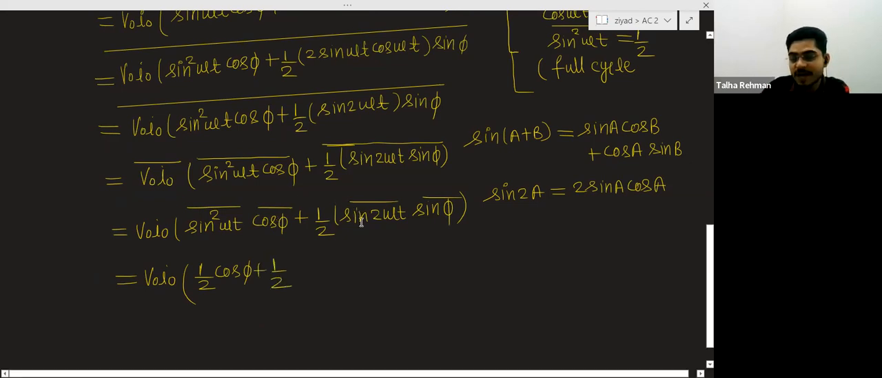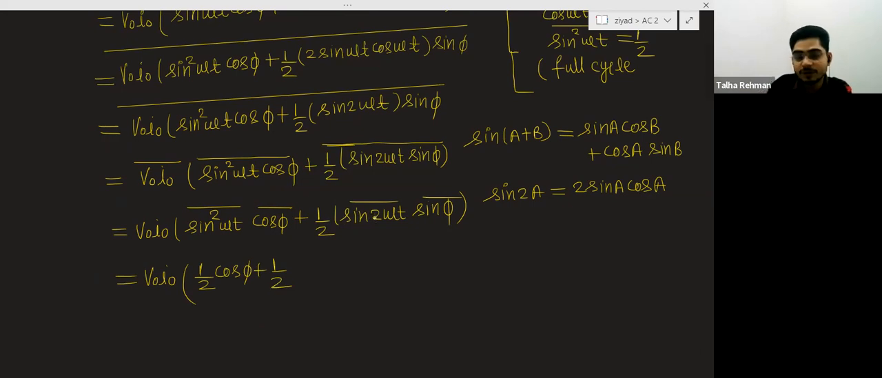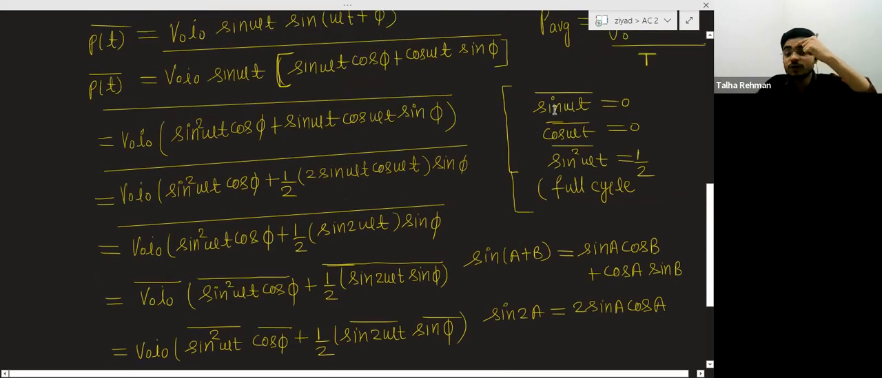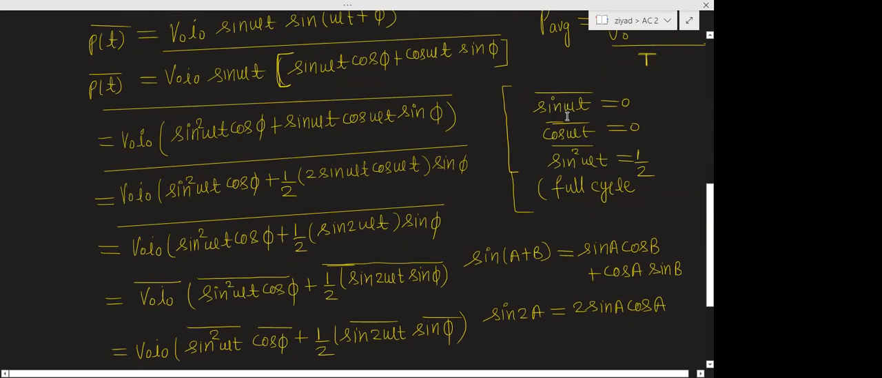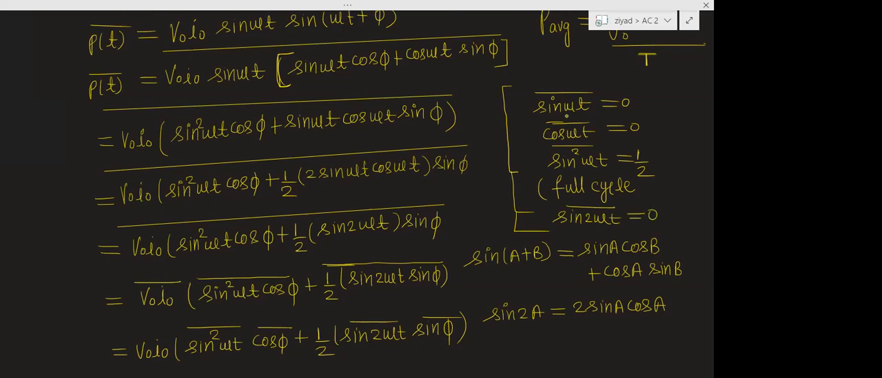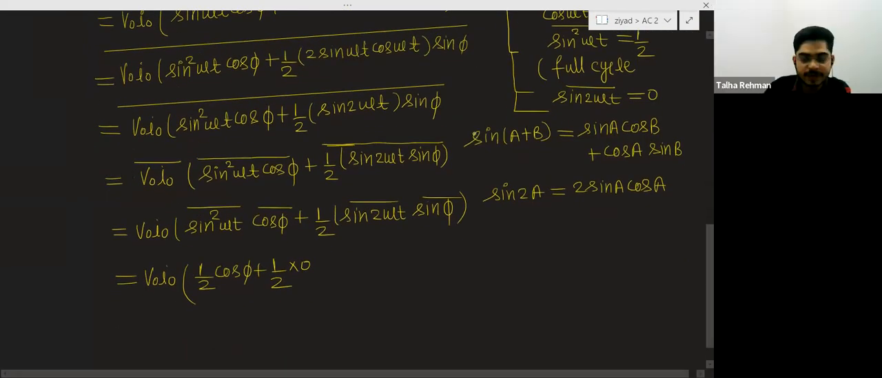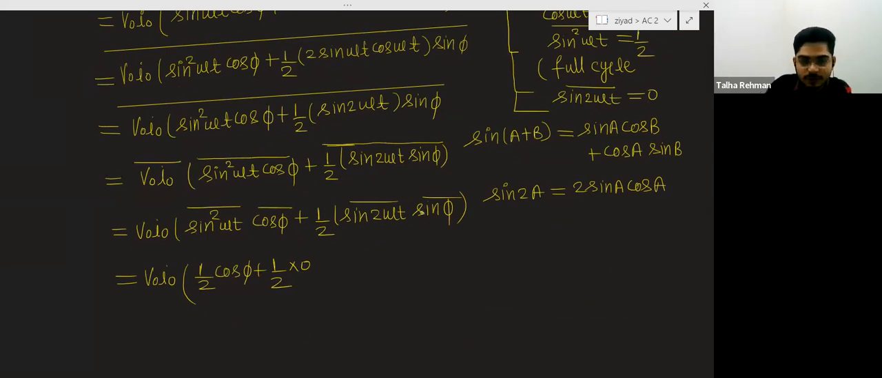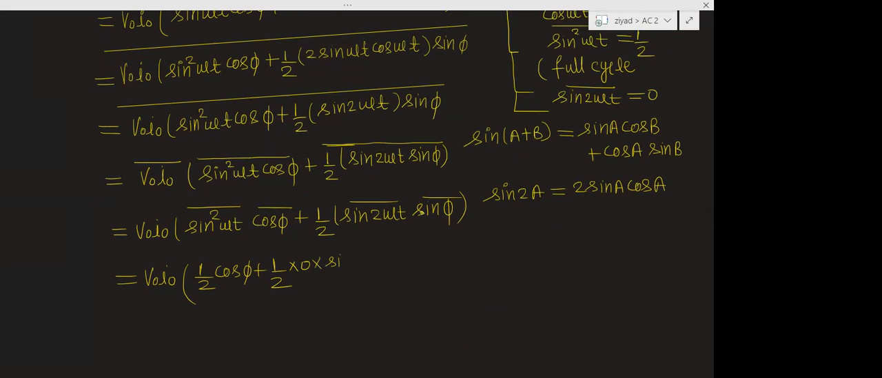The average of sine over a full cycle is equal to 0. The average of sine of any angle for a full cycle is equal to 0. If I have written sine of 2 omega t, the average of that is also equal to 0. So here the average of this is equal to 0, and the average of sine phi will be sine phi because sine phi is a constant.